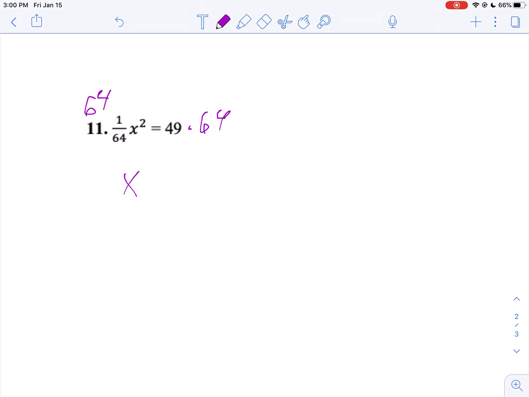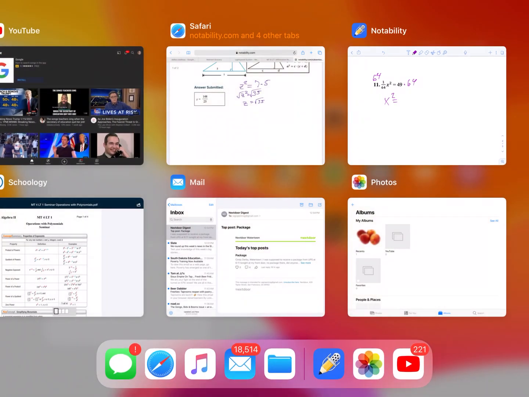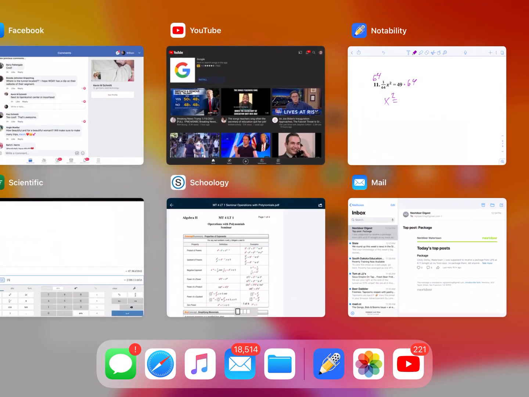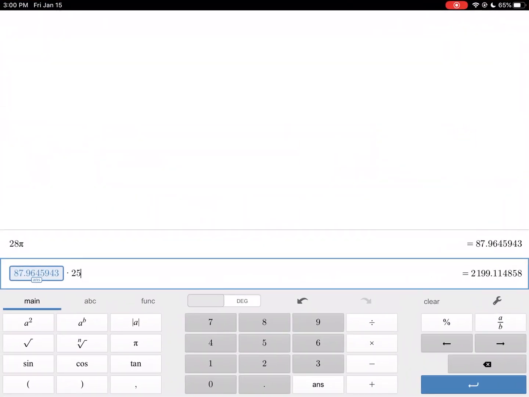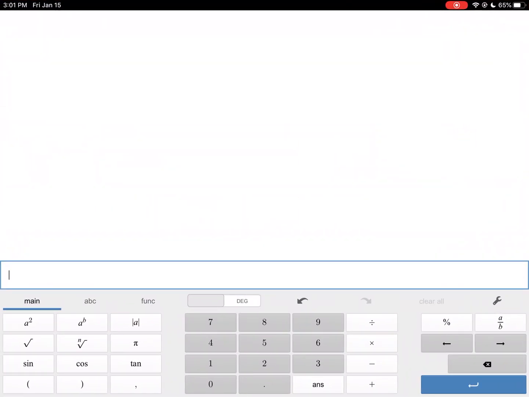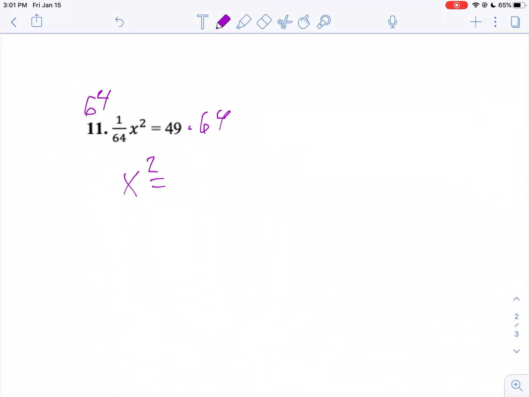So then we get x squared equals 49 times 64. So I'll use my calculator here. 49 times 64, that's 3136. So x squared equals 3136. Then we take the square root of both sides.